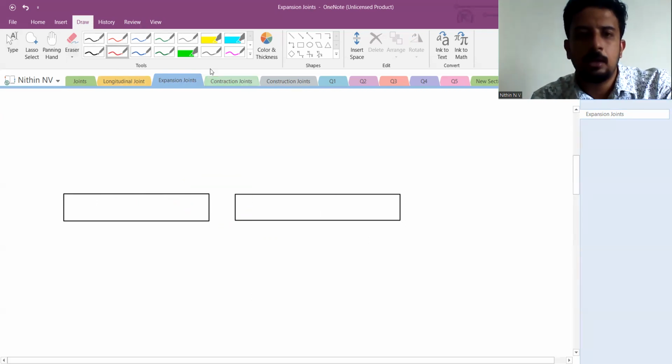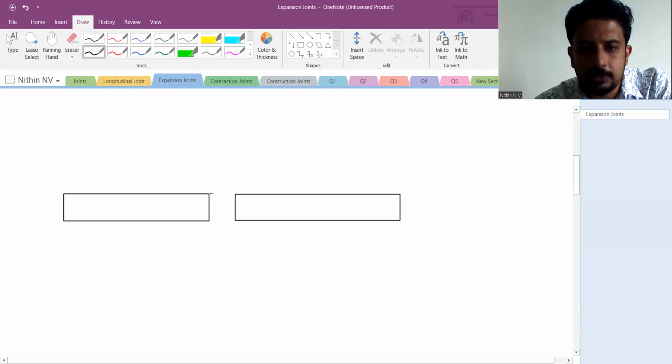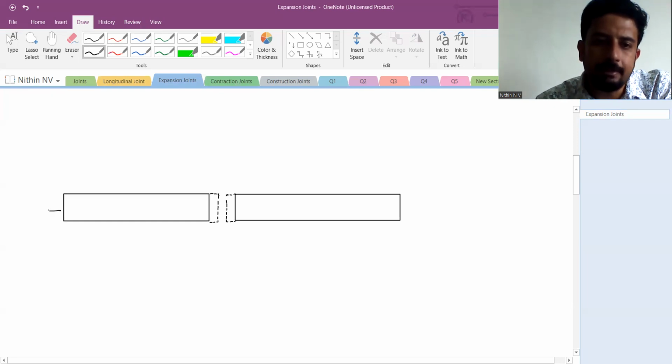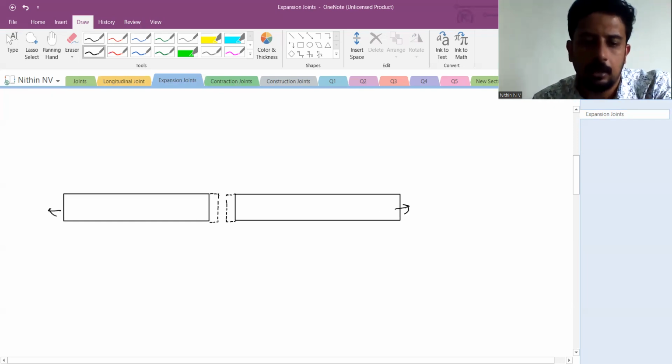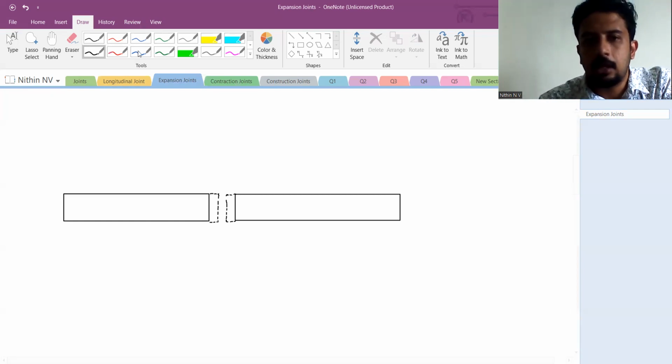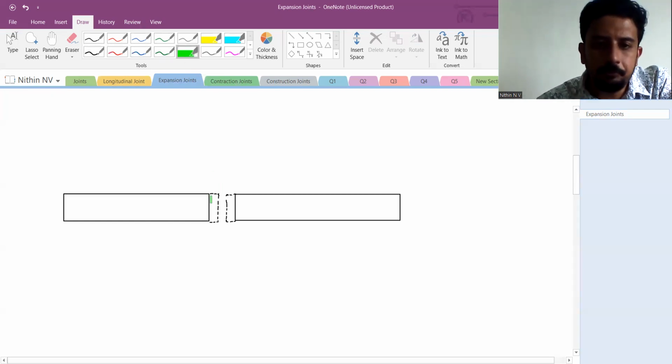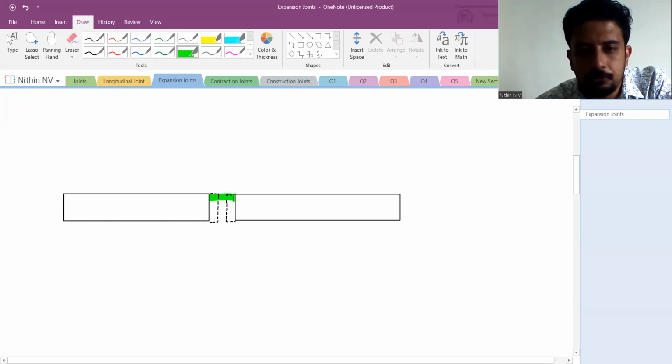Okay. Now, one of the slabs will be definitely expanding towards this side. The other slab will be expanding towards this side. Obviously, on the other side also expansions will be there. Okay, that will be there. Just concentrate on this particular side only. Now, practically what we'll do, we will be filling this gap or discontinuity with some elastic material.